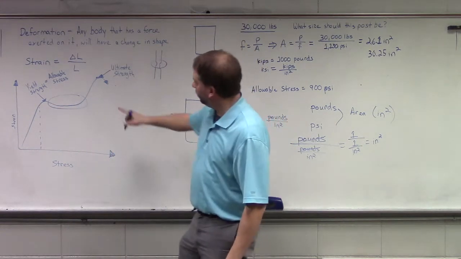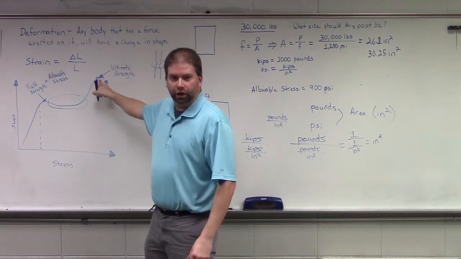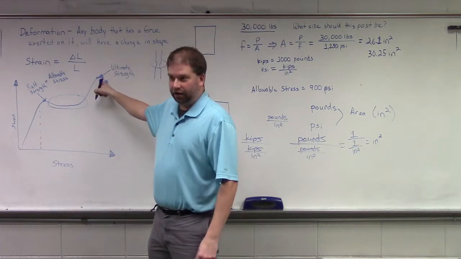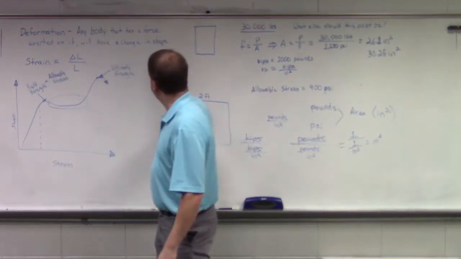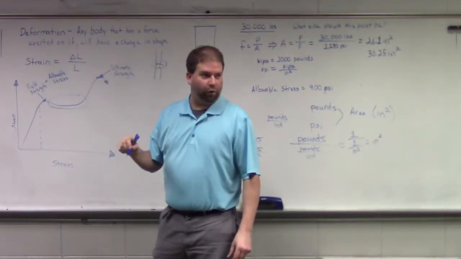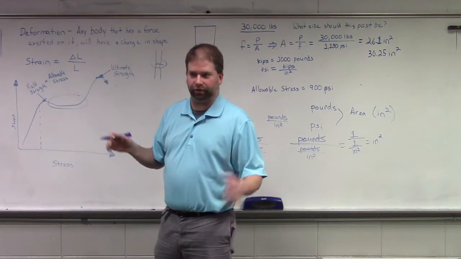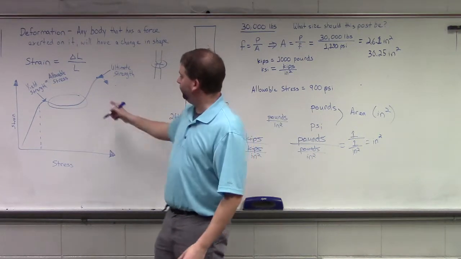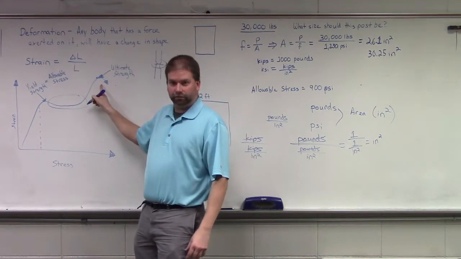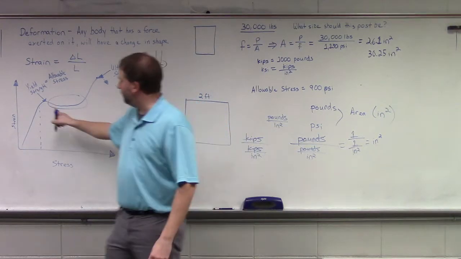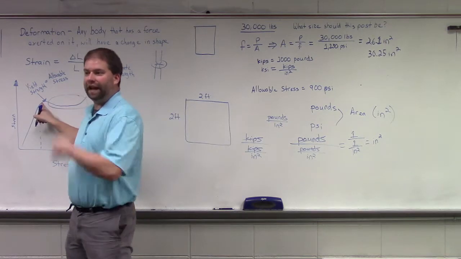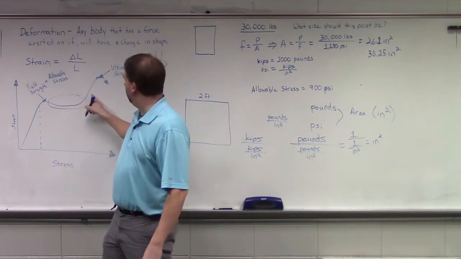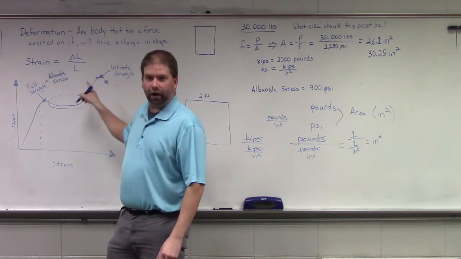We also don't like being in this area, ultimate strength. Ultimate strength means once you get here, there is no coming back. We no longer have one piece of steel or one piece of wood or one piece of concrete. We now have two pieces. This is where people certainly die. Once we get past our yield strength, now it's just a number of cycles as we continue hardening the steel until we get to our ultimate strength.